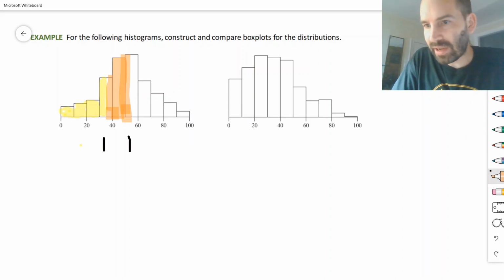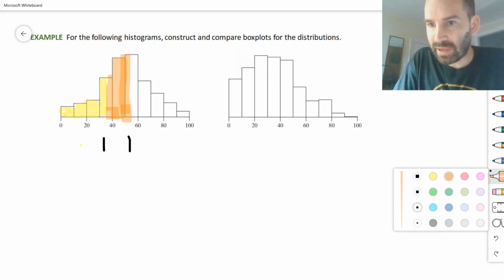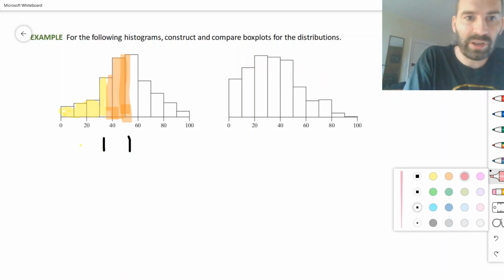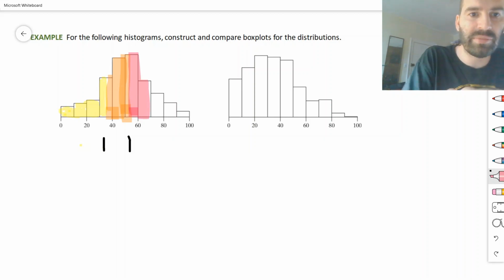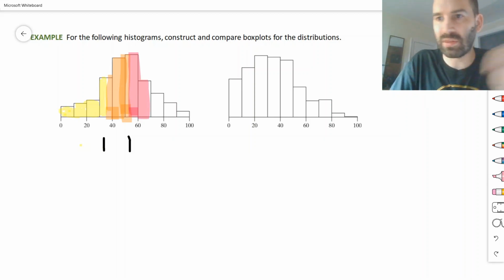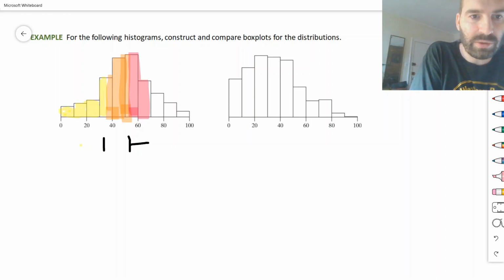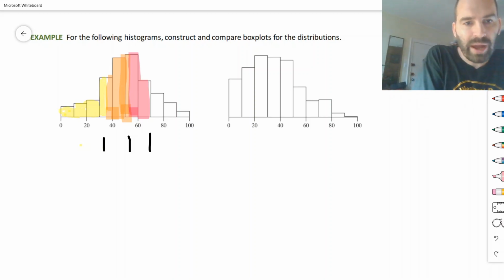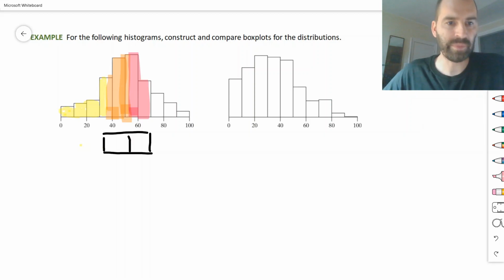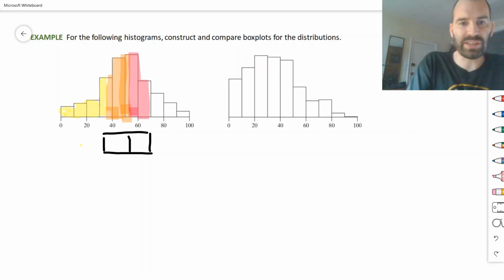Now, how far do I have to go to get my third quartile of data? Probably this much, maybe a little bit of this. That would give me the third quarter of the data. And now I draw the box. That's the middle 50% of my data in there. Now I have to draw those whiskers out to the min and max.